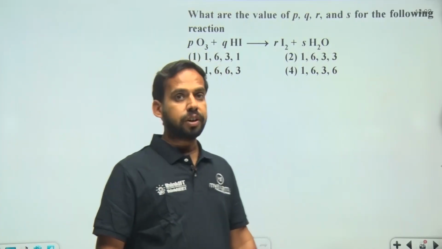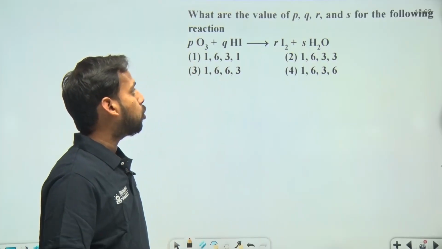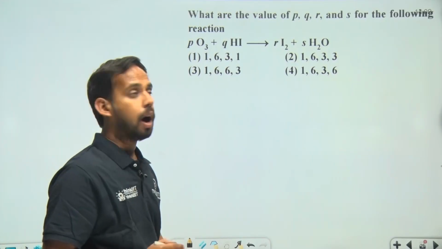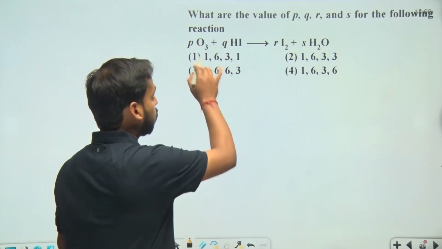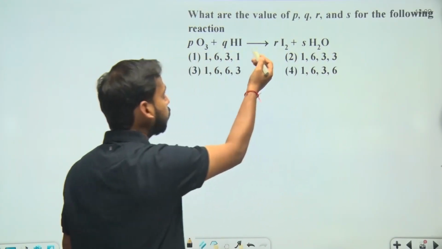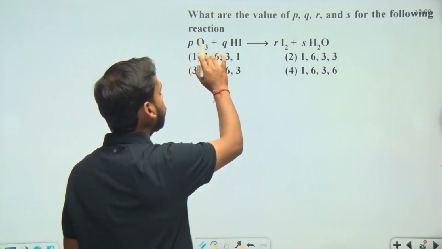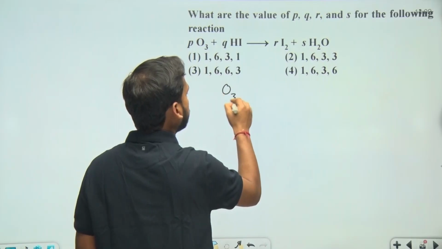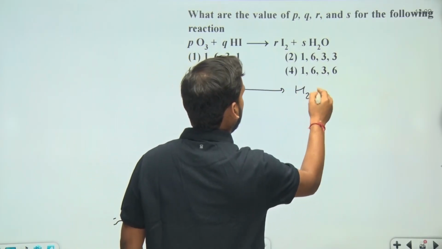Hello students, so the question here is, what are the values of P, Q, R and S for the following reaction? That is P O3 plus Q HI giving R I2 plus S H2O. So from this reaction, we have to take the two half reactions. The first half reaction is O3 converting into H2O.